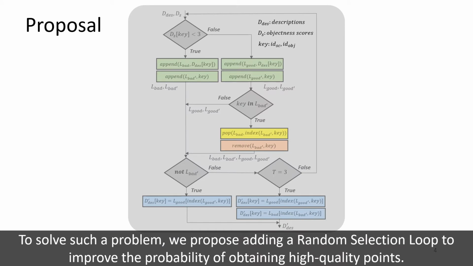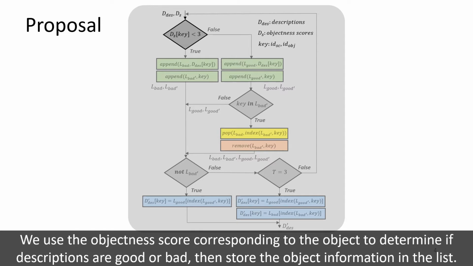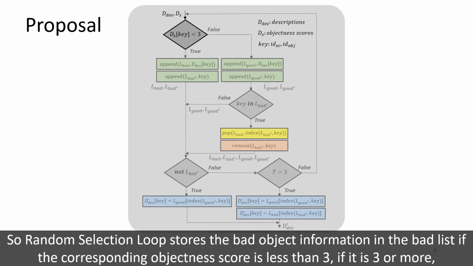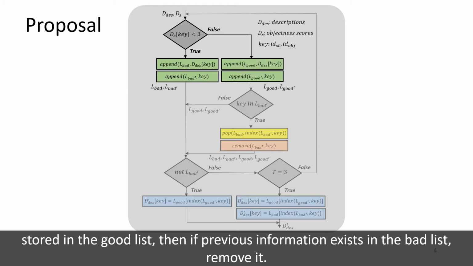To solve such a problem, we propose adding a random selection loop to improve the probability of obtaining high-quality points. We use the objectness score corresponding to the object to determine if descriptions are good or bad, then store the object information in the list. So the random selection loop stores the bad object information in the bad list if the corresponding objectness score is less than 3; if it is 3 or more, it is stored in the good list.